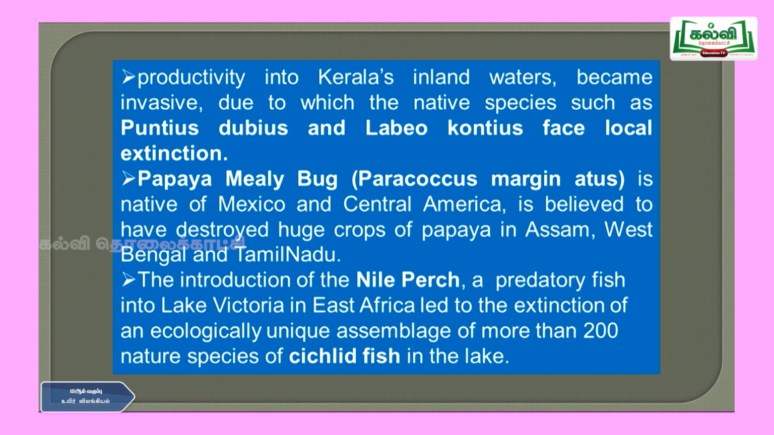And the next point is the introduction of the Nile perch, a predatory fish, into Lake Victoria in East Africa, which led to the extinction of an ecologically unique assemblage of more than 200 native species of cichlid fish in the lake. So these are some of the examples related to exotic species.